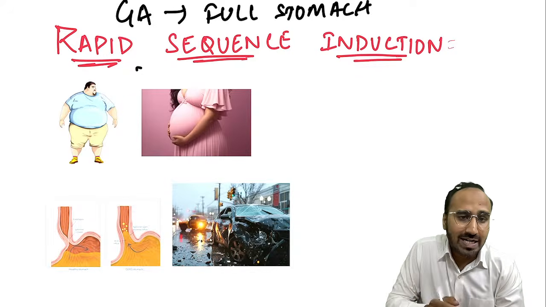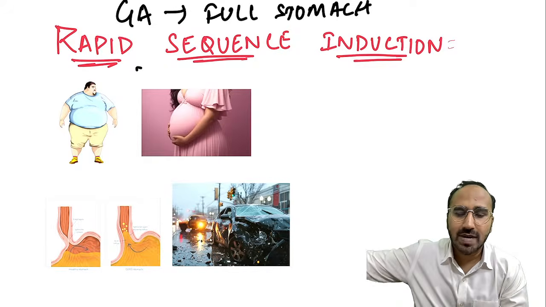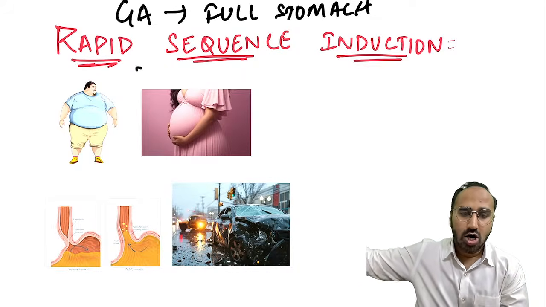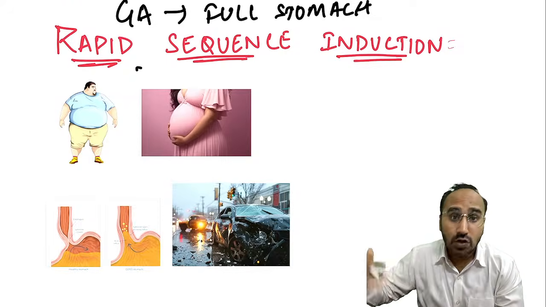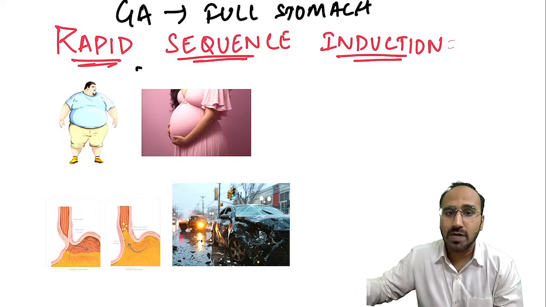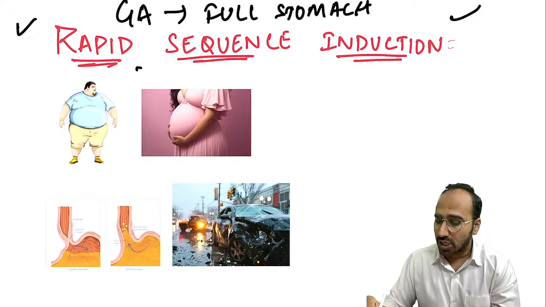Even though they might tell you they had food 6 hours back, for a pregnant lady, always consider she is full stomach. Why? Because her intragastric pressure is high. If you want to give general anesthesia in this patient, you have to go for rapid sequence induction, if you want to prevent the risk of aspiration.